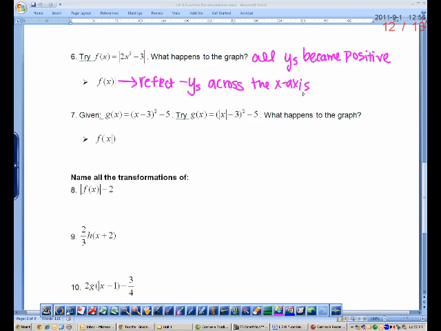Keep your positive y's and reflect your negative y's across the x-axis. Okay? Questions on that? Okay. In order to better see what happens when we take the absolute value of just x on the inside, we're going to use a new function for this because ours doesn't show it very well. So we're going to use this function as our starting point, and this is going to demonstrate what happens.